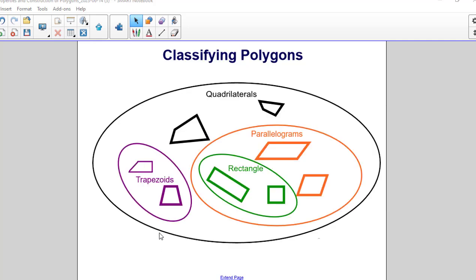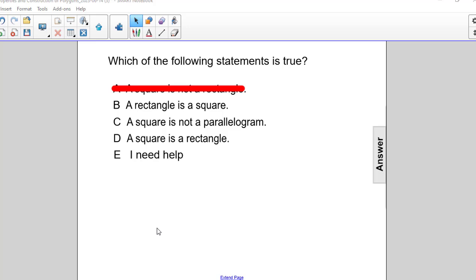Referring to this diagram, we see that a square is a subset of a rectangle. So to say that a square is not a rectangle is actually false. A square is a special type of rectangle where all four sides are the same. So that first statement is false. And as you can see, I crossed it off.